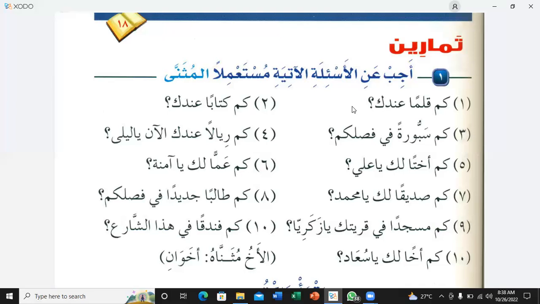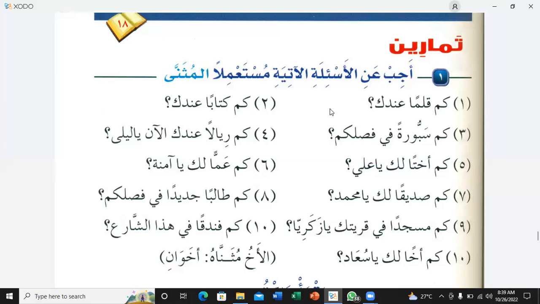Whose are these two notebooks? Liman hazani daftarani? For Poonam, they belong to me, or they are mine. Humali. This sentence also for you. Whose are these two rulers? Liman hatani mistaratani? For Karima, they are mine. Humali. Good, mashallah.